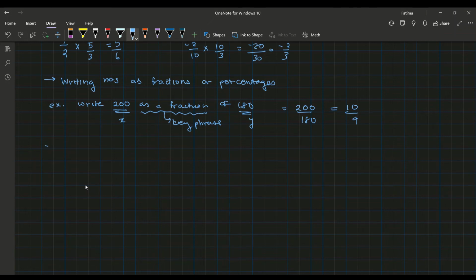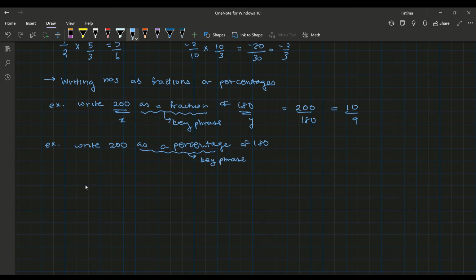Now, in case it wasn't writing as a fraction, instead they asked me to write 200 as a percentage of 180. Now over here, the key phrase is as a percentage.